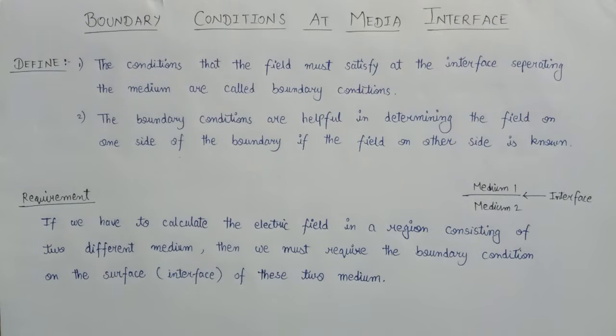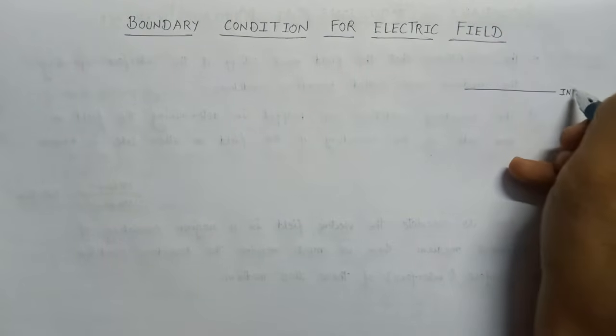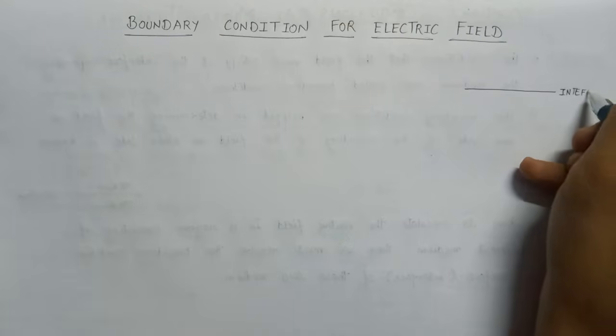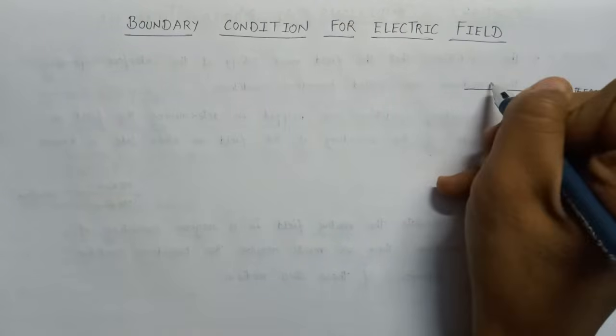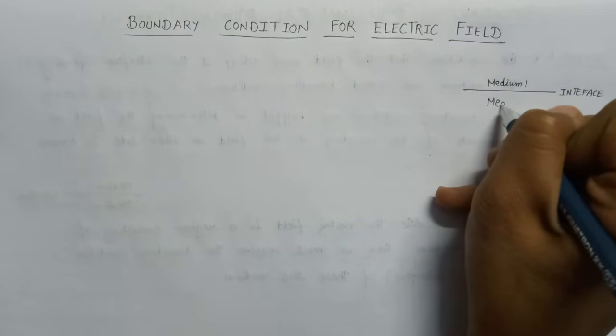Now the boundary conditions are also helpful in understanding the continuity and discontinuity of medium when the electric field enters from one medium to another medium. So let us understand the boundary conditions for electric field. To understand this concept, let us consider an interface or a surface. This is the interface between medium 1 and medium 2.